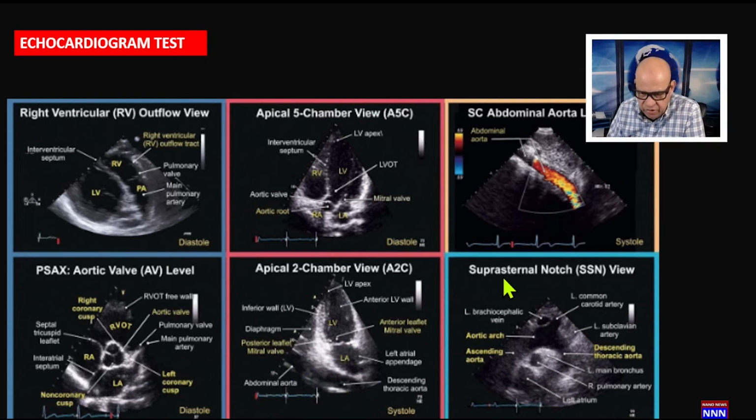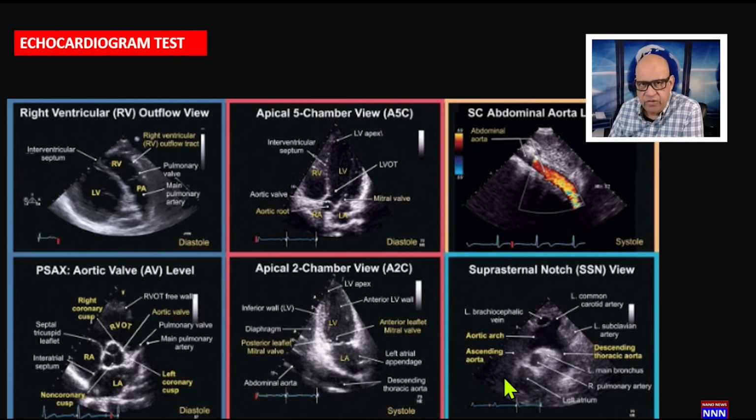Now let's move on to the suprasternal notch. Suprasternal notch is where you place a transducer, preferably a Pedoff transducer with that small black rounded top, and this is where you can angle it towards the right side where you're going to see the ascending aorta, or towards the left side where you're going to see the descending thoracic aorta.